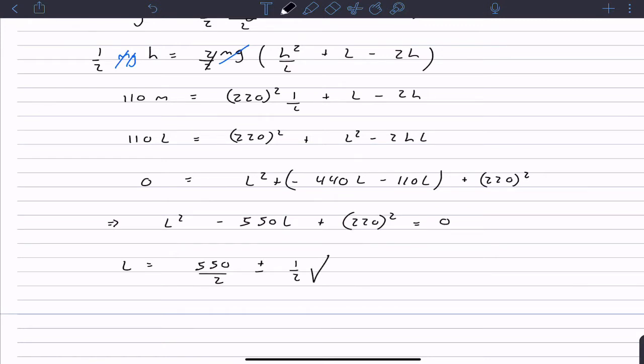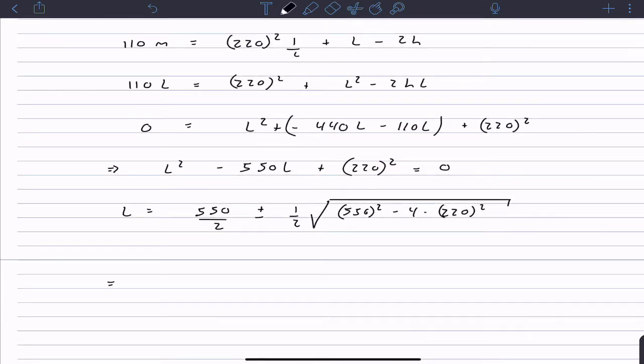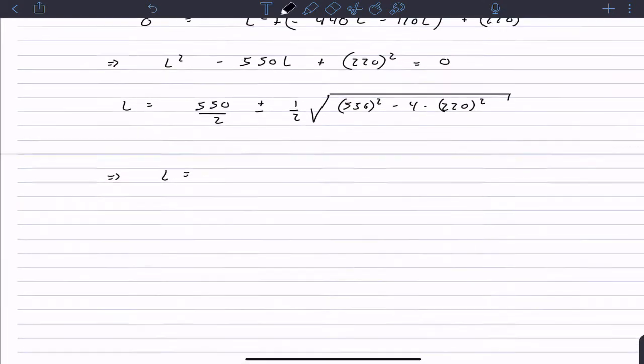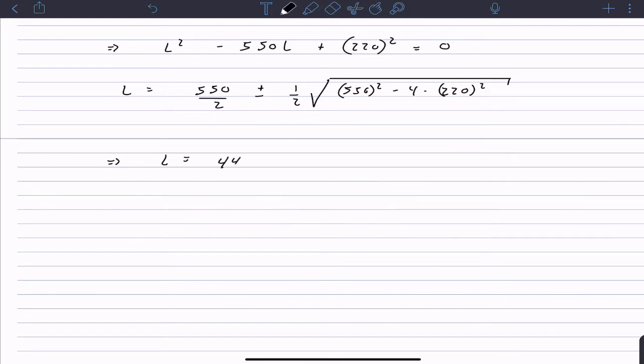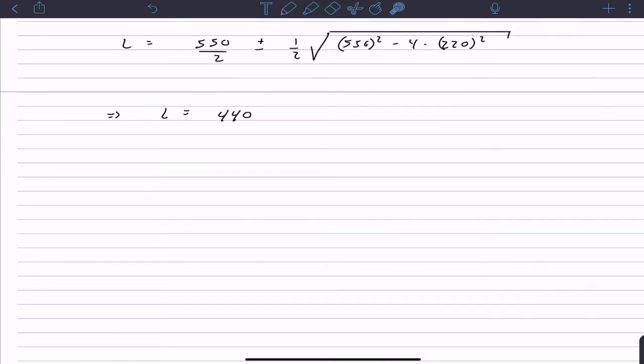Just writing out the quadratic form. This is just going to be 550 squared minus 4 times 220 squared. Alright, so this gives us a value L. So just plug this into the calculator, and we get two values because we have a plus and a minus, right? So you have to do both of those. So we get 440, and then we also get 110.